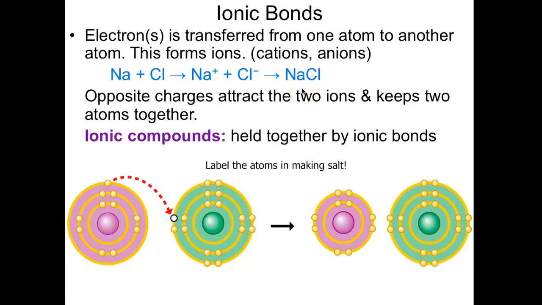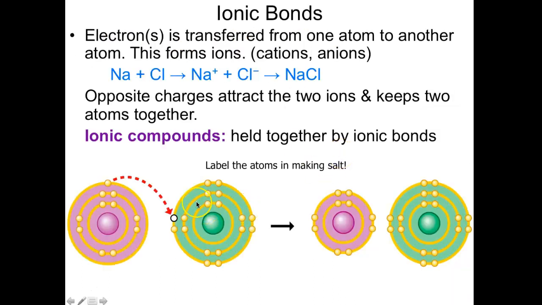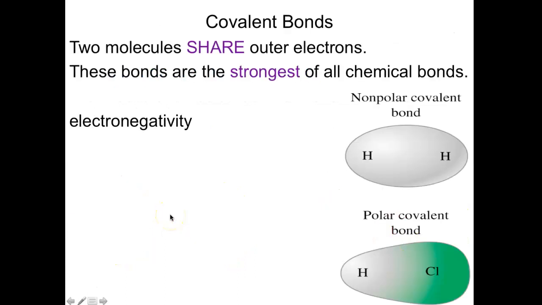Okay. So let's talk about a different one called a covalent bond. I have drawn an example, and this is kind of the thing that I would draw on the board with you guys in class. Two molecules share their outer electrons. So when you have a covalent bond, it's not like this anymore, where chlorine just steals the electron. Now we're going to share the electrons equally. Well, how do you do that?